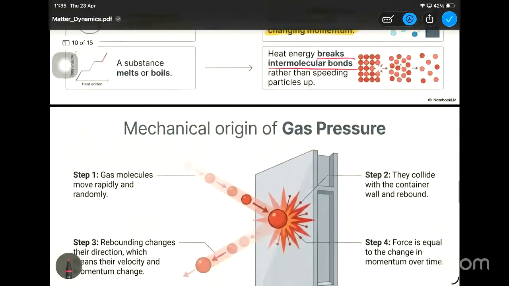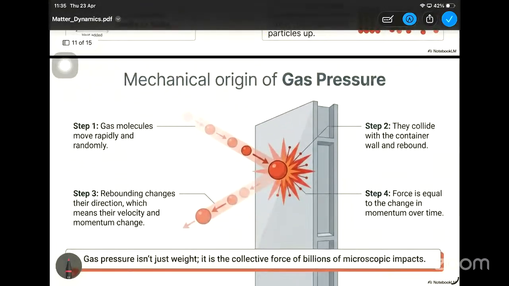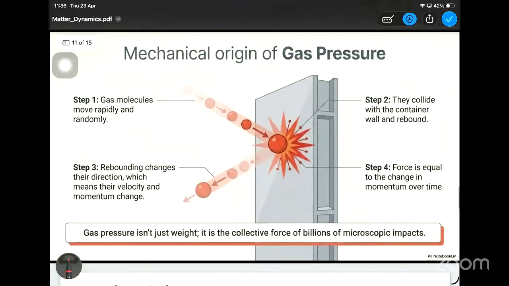Okay. Then the mechanical origin of gas pressure, or simply how the gas pressure is generated. As I mentioned in the classes, you need to remember those few steps. Those are the same things they are going to ask each and every year: what will happen if the temperature increases, what will happen if the temperature decreases for the gas pressure. You need to dive into the molecular levels and explain it.